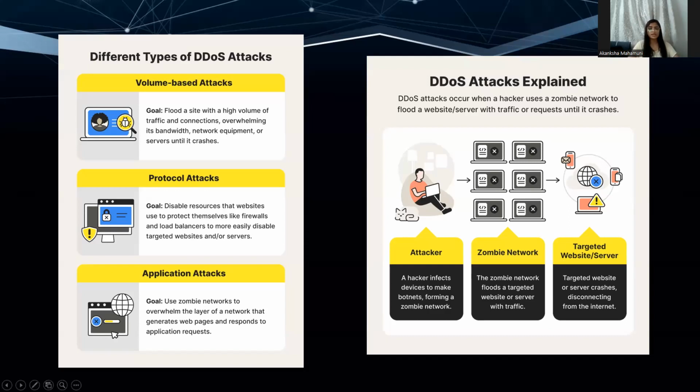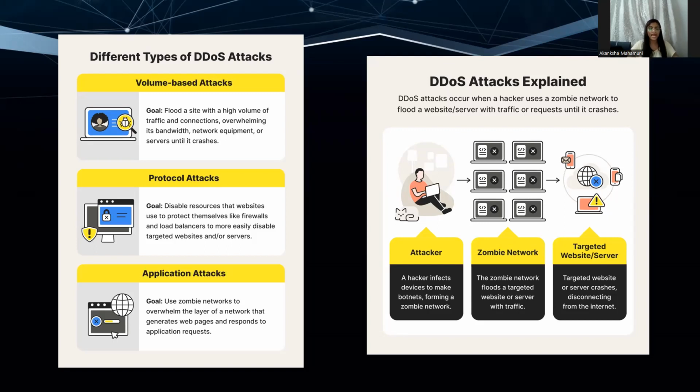What are the different types of DDoS attacks? It can be volume based, which means that multiple users all of a sudden try to log in, and the user graph suddenly rises, because of which the server crashes. Or a protocol attack, which disables a particular resource that the website uses to protect itself, maybe a firewall or the load balancer, which means that a particular website is allowing only n number of users from the same IP address. It crashes that. That is one way we can attack.